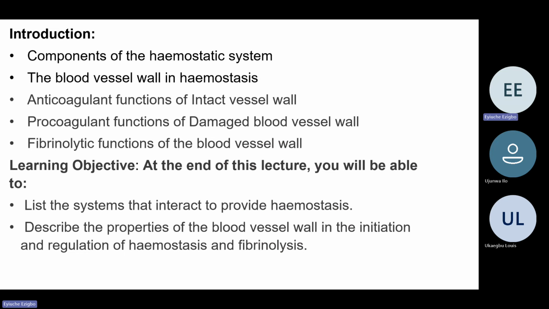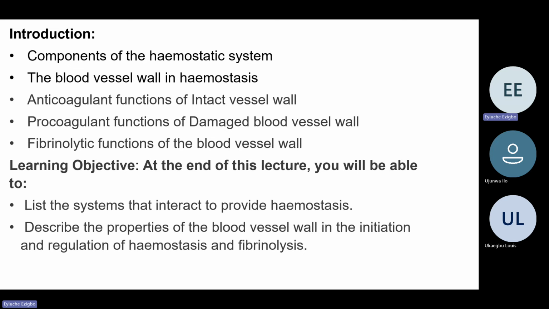So, today in our outline and introduction we will see the components of the hemostasis system, the blood vessel wall in hemostasis, anticoagulant functions of the intact vessel wall, procoagulant function of the damaged blood vessel wall, and fibrinolytic functions of the blood vessel wall. So these are some of the things we'll discuss in this lecture. We want to have an overview of the hemostatic system first.